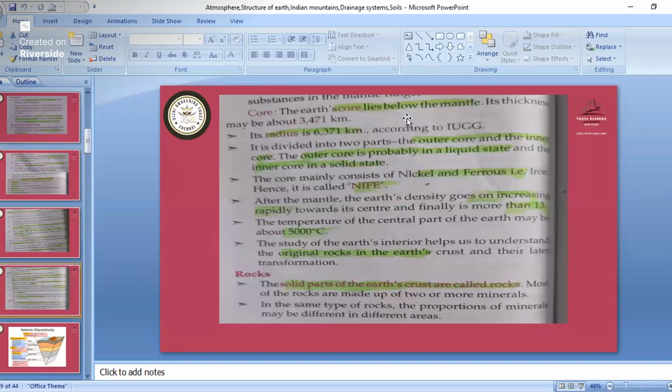Now after the mantle, the core comes. The Earth's core lies below the mantle. Its thickness may be about 3,471 kilometers. Now you know the radius of Earth is 6,400 kilometers. It is divided into two parts, outer core and inner core. The outer core is in a liquid state.